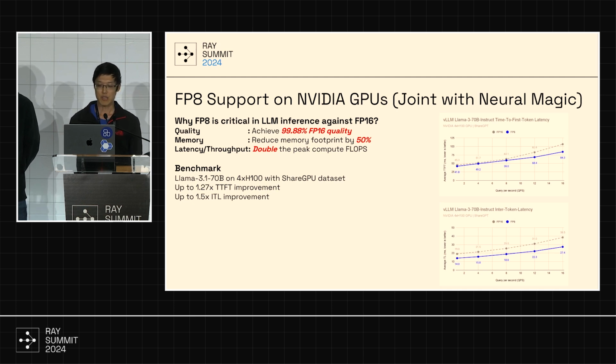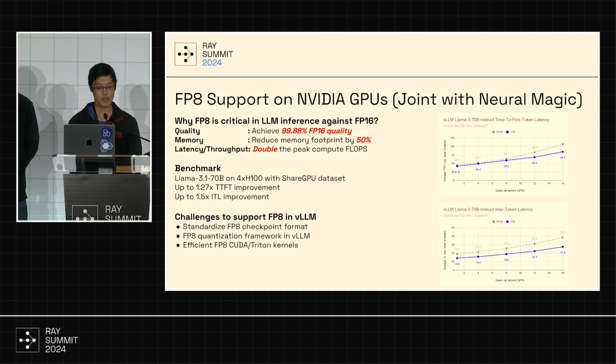And you can see the benchmark on the right-hand side. By benchmarking the Llama 3.1 70B model on H100, you can get up to 1.27x TTFT improvement, time to first token, and 1.5x ITL, inter-token latency, improvement. So it's almost a free lunch and low-hanging fruit to give you the speedups.